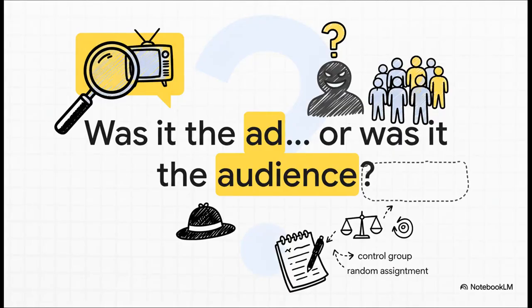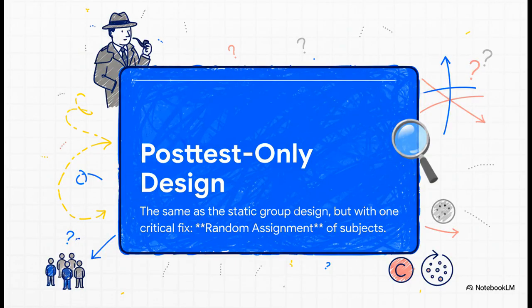But hold on, let's play detective. Was it really the ad that caused that huge difference? Or is it just that the two groups were fundamentally different from the get-go? I mean, people who choose to watch a hunting and fishing show are probably already interested in things like bass boats. They're more likely to know the brands with or without the ad. That is a classic textbook extraneous variable. So how do we fix it?